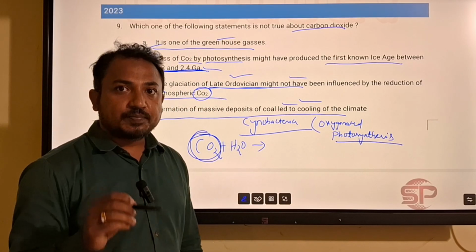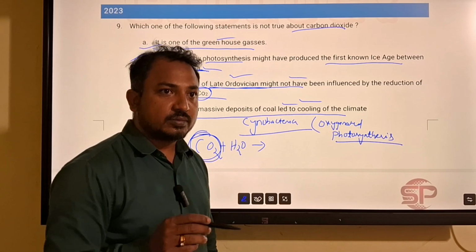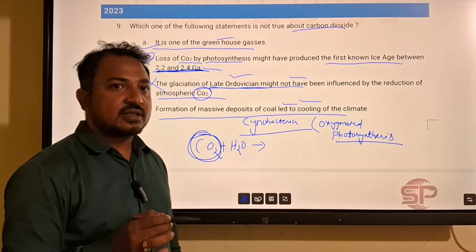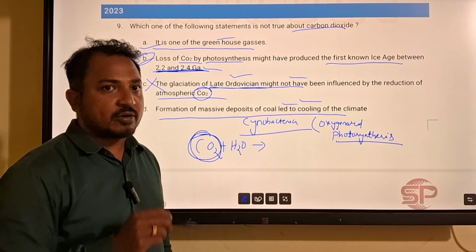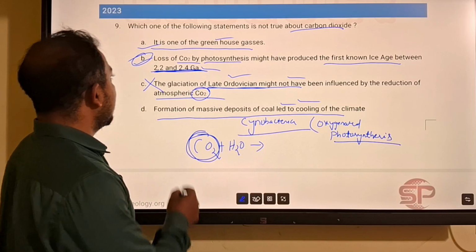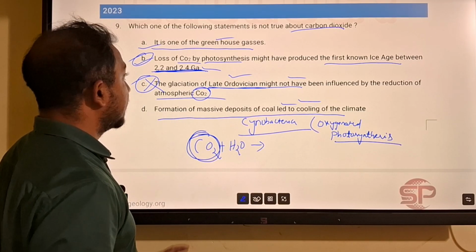So remember, if there is rapid burial, then there will be no decomposition. If there is no decomposition, then the carbon dioxide that was used by the plant cannot return back to the atmosphere. So the answer will be C. It is the statement that is incorrect about carbon dioxide.